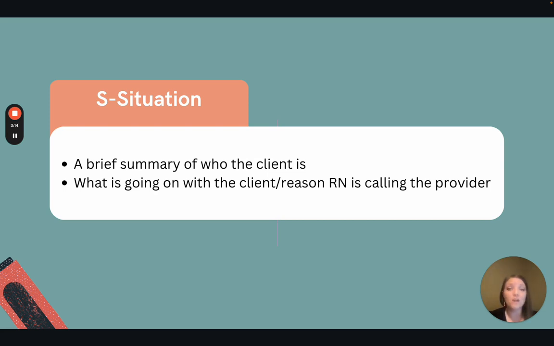For example, you might say something like, Dr. Jones, this is Mary on the medical surgical unit. 17-year-old Sarah was admitted after coming to the ED this morning with her parents. I would like to update you on her condition. This is just one example, but as you can see, the provider now knows who you are, why you're calling, and what client you're wanting to discuss before you move forward with the conversation.